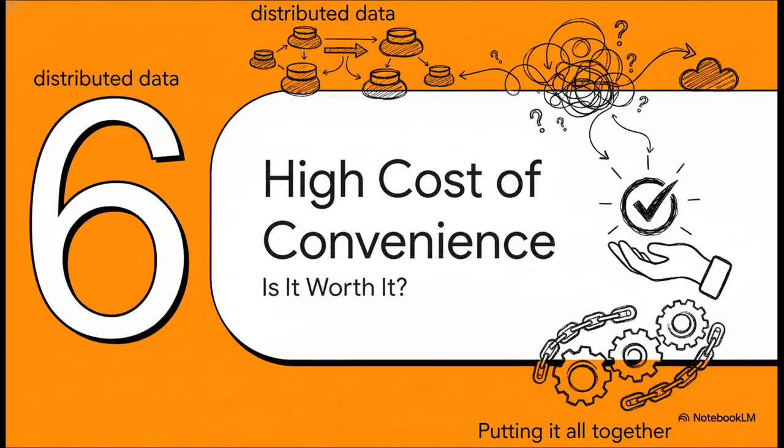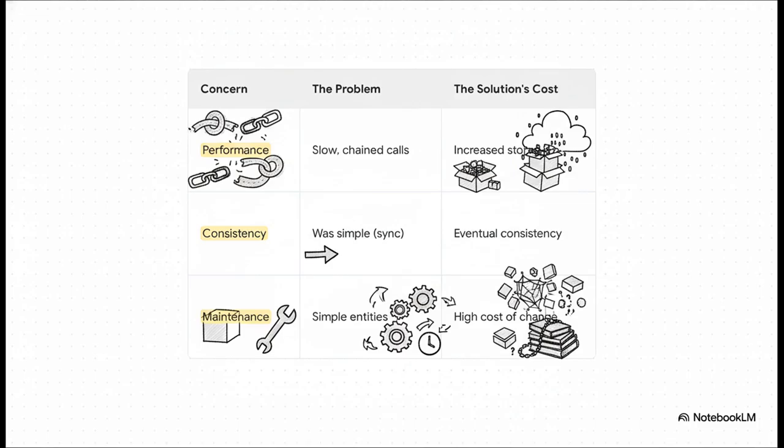Okay, we've seen the problem, we've seen the solution, and we've talked about the responsibilities. Now it's time to put it all together and ask the million-dollar question. Is all this powerful convenience actually worth the complexity it adds? This table right here sums up the trade-offs perfectly. To solve the problem of slow performance from chain calls, you have to accept the cost of increased storage and duplicating your data. To get away from needing perfectly consistent data all the time, you have to embrace the challenges of eventual consistency. And to get those super fast, simple reads, you have to accept that maintaining your services and changing your database schemas just became a much, much bigger deal.